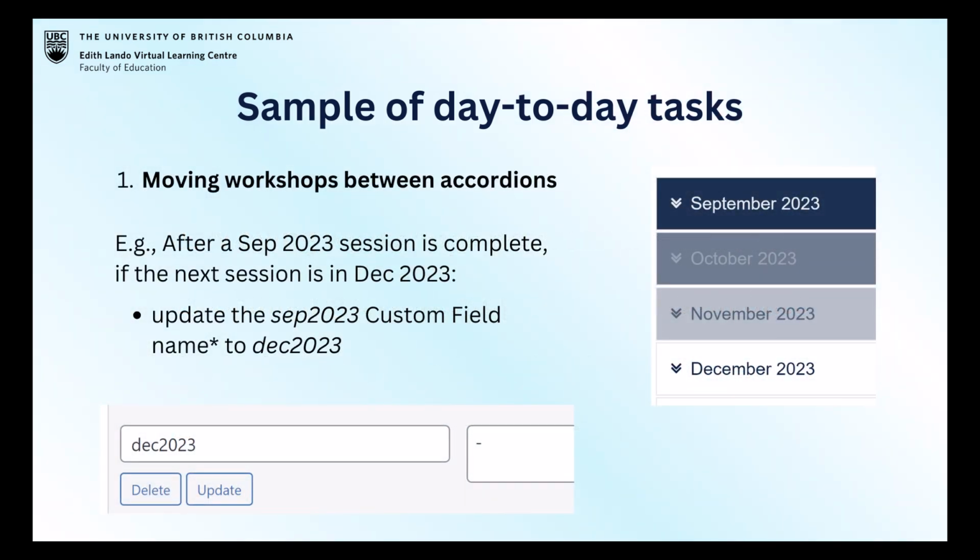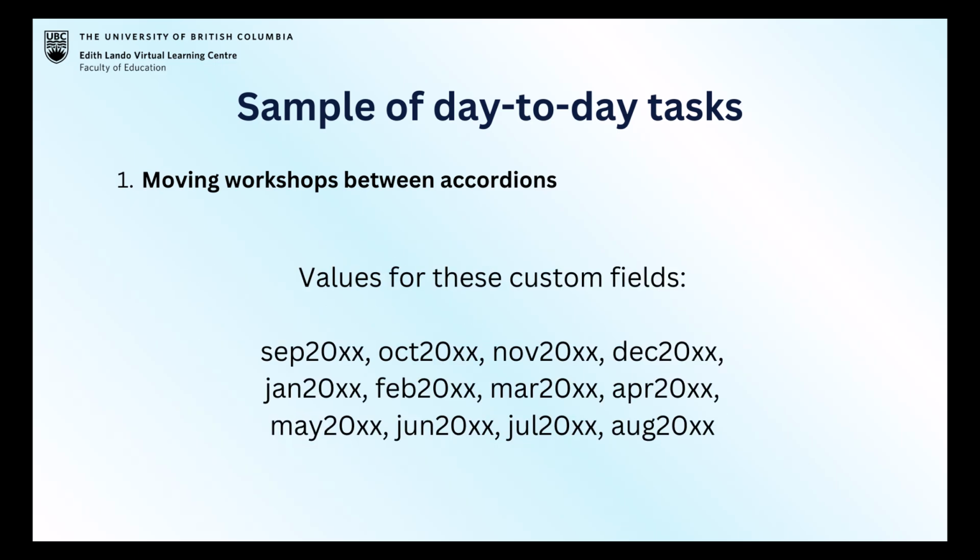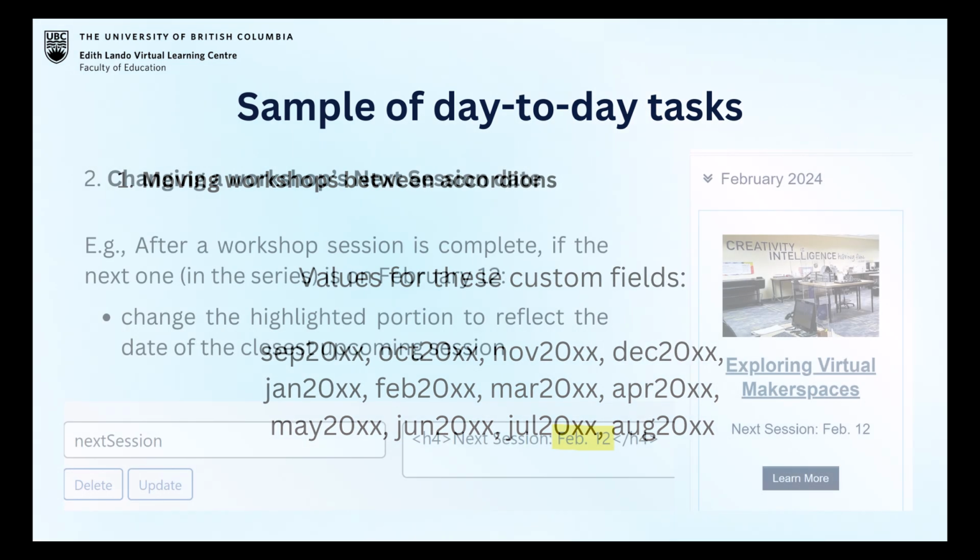First, let's look at moving workshops between accordions on the workshops page. So for example, after a session in September 2023 is complete, if the next session is in December 2023, then the custom field will need to be updated as shown. The values for these custom fields are formatted as follows on the screen.